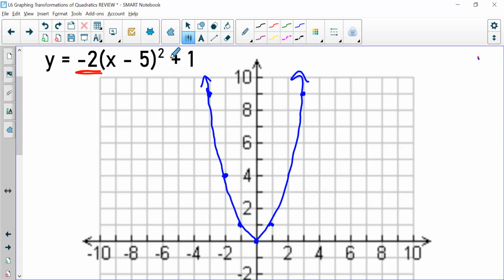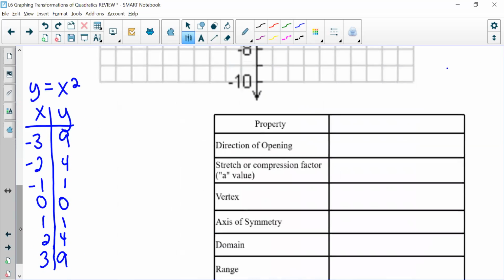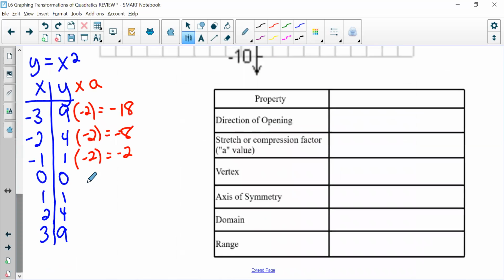So do this actually in the order of your equation. So what I'm going to do with the A value is I'm going to take my table of values and I'm going to multiply it by -2. All of my Y values are going to get affected. -8, -2, 0, -2, -8, -18.